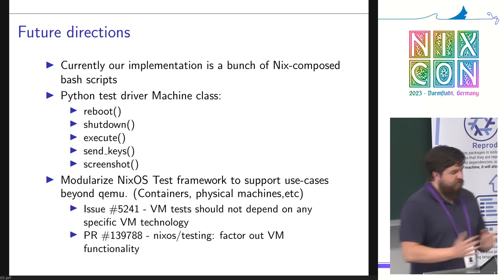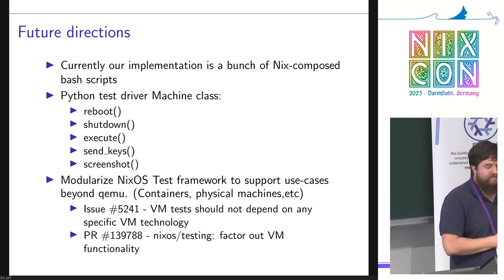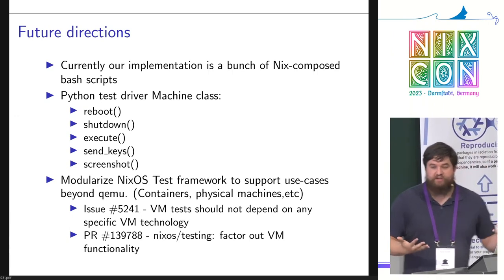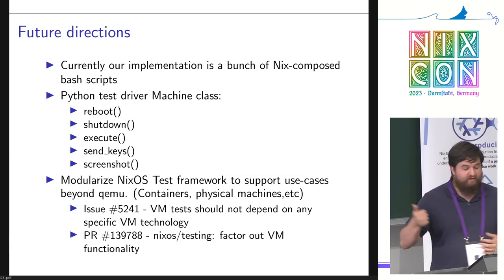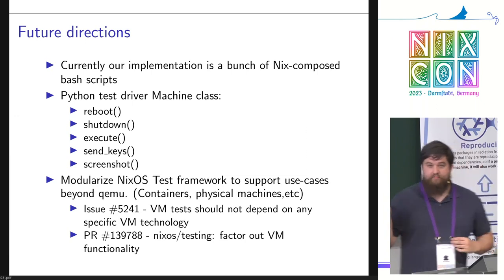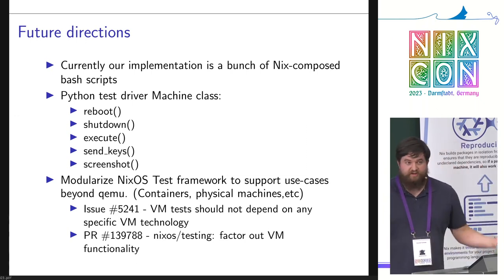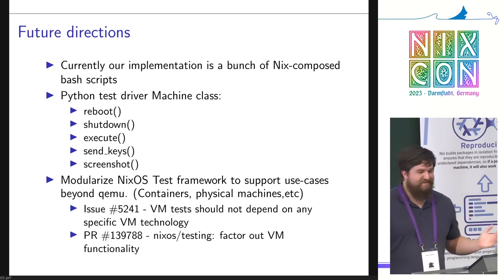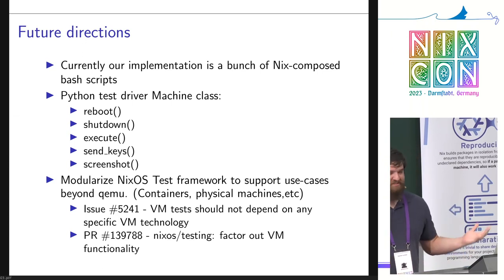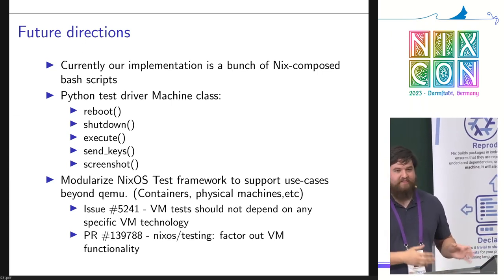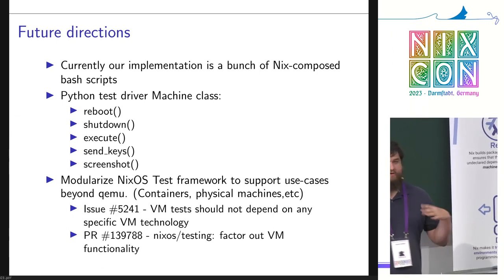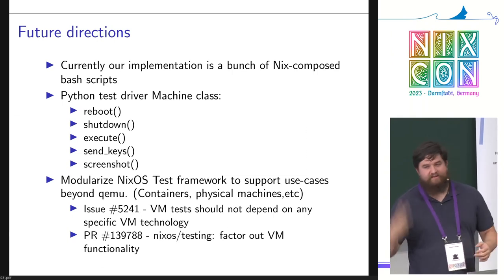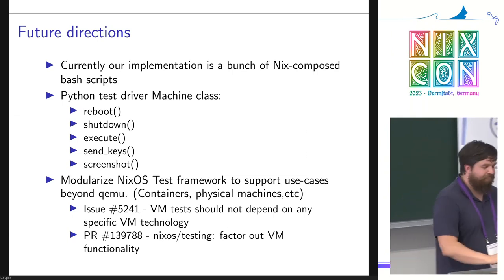There's been some talk on GitHub about somewhat modularizing the test framework to support use cases beyond just QEMU. The one most people have talked about in the past has been container-based systems, but I think it's also worth considering potentially physical machines. And like I said, because these machines are so specific to the particular vendor and hardware, we need to add a lot of hooks in the right places to allow users to specify exactly how they want to do a lot of these things, like how they get serial, how they reset the device, et cetera.